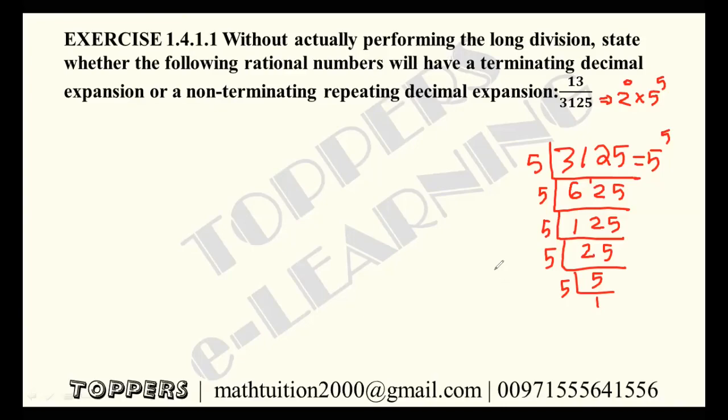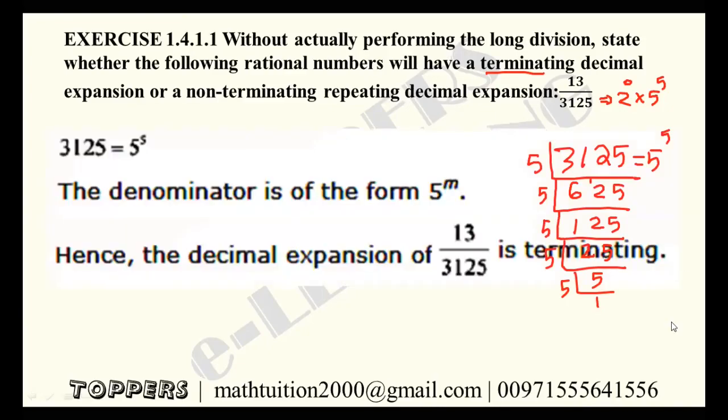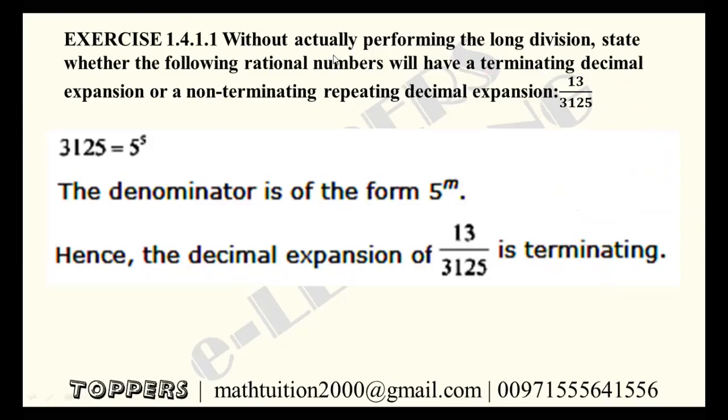So what will be the decimal expansion? Decimal expansion will be terminating, correct? So this is the answer, fine. 3125 equals 5 raised to 5. The denominator is of the form 5 raised to n. Hence, the decimal expansion of 13 by 3125 is terminating. Fine.